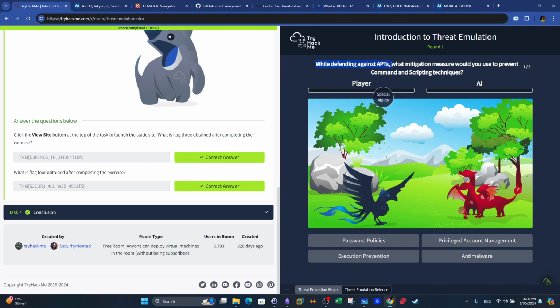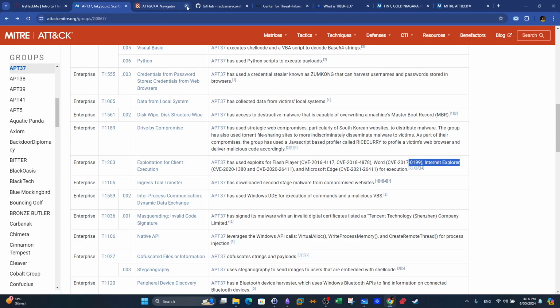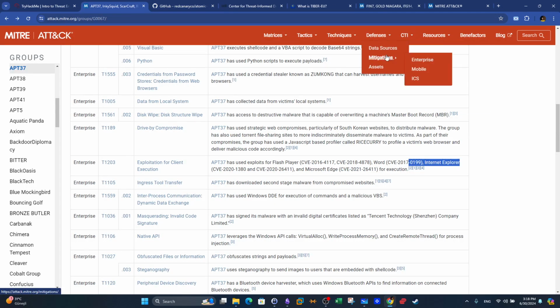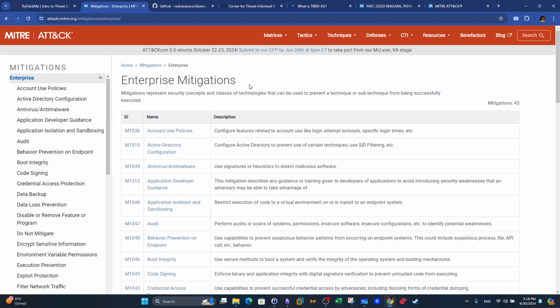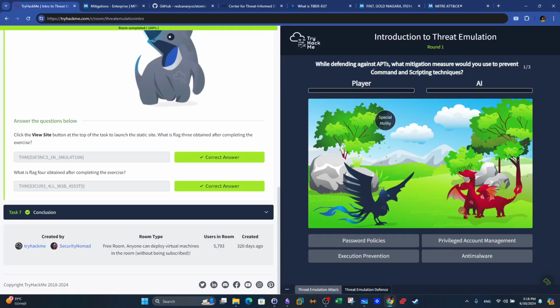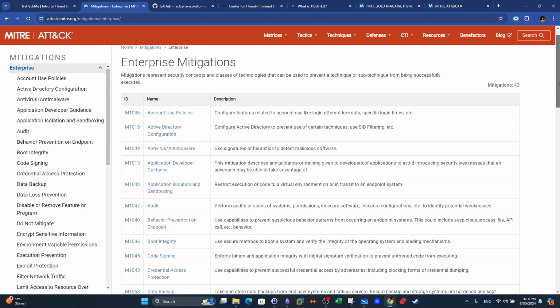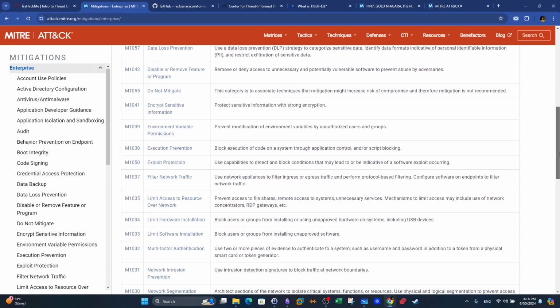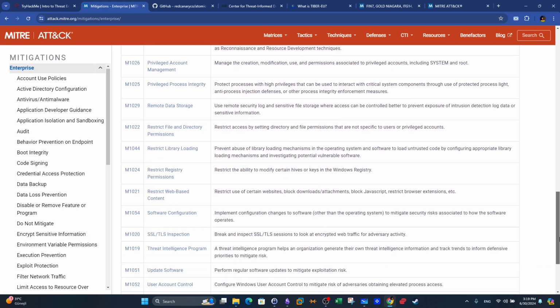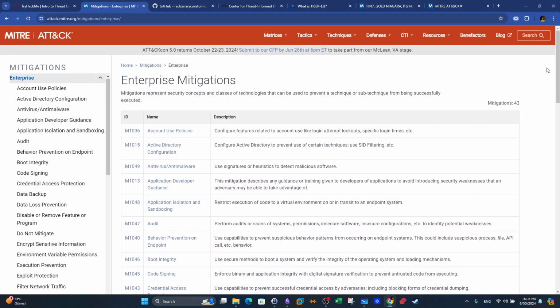While defending against APTs, what mitigation measure would you use to prevent command and scripting techniques? Now, let me say it out loud that you can answer these questions here without the need for the MITRE. But if you want to answer using MITRE, you can go to defenses, mitigations, and enterprises. We want to defend against command and scripting techniques. So these are the security measures. Which one to select depends on the technique.